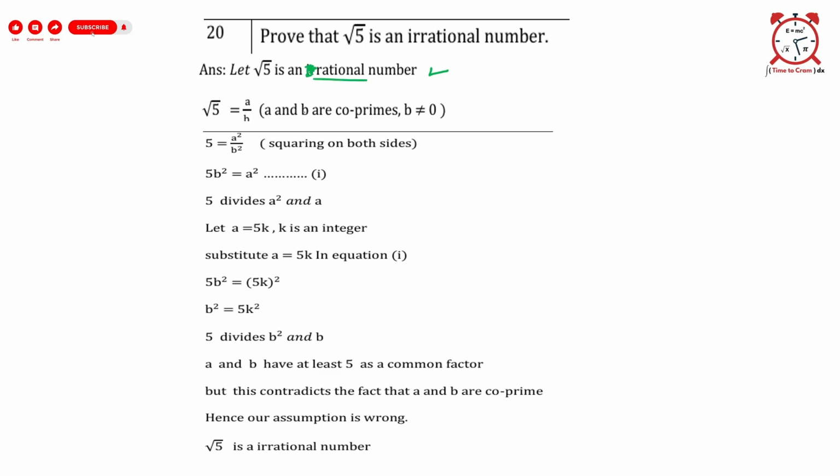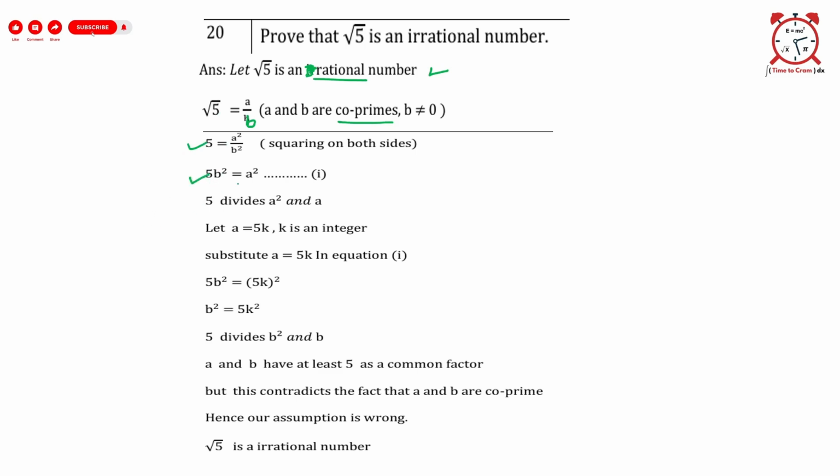So if it is a rational number, then root 5 can be written in the form of a upon b, where a and b are co-prime numbers. What is the meaning of co-prime numbers? They do not have any common factors. They are in the simplest form. You know simplest form is what? And b is not equal to 0. Denominator never be 0. Now we will make the square, then we are getting in that way. So after simplification, this step we will get.